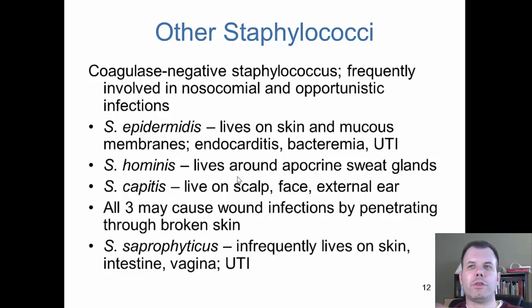You also have Capitis, which is found on the scalp, face, and internal ear, which can cause skin infections. All three of them can cause skin infections if they get in. Burns, sometimes you see these types of infections, and again, typically through penetrating skin, broken skin. And then you have the Staphylococcus saprophyticus, which is sometimes found in the skin, intestine, but can lead to UTIs a lot of times. So we'll see that one typically in the vagina and leading to UTIs in certain situations. But the three really that can cause other types of skin infections are the epidermidis, hominis, and capitis, which can all lead to skin infections, as well as the Staph aureus.